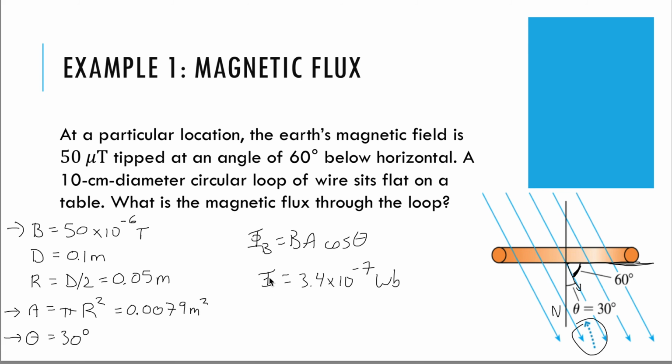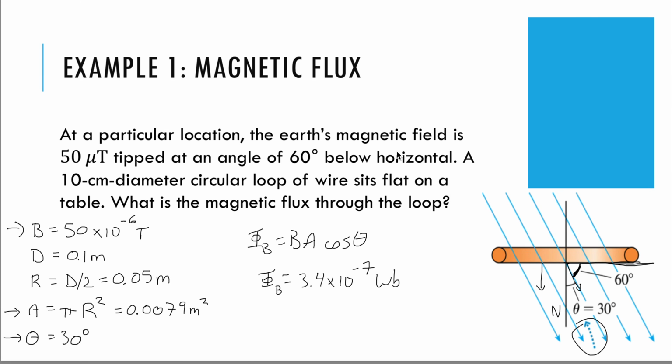So just to summarize, keep in mind that we're trying to get a measure of how much field is passing through that loop. By taking this 30 degrees here and doing cosine of 30, we're getting the component of the field that is going vertical, the component of the field that is passing through that loop.